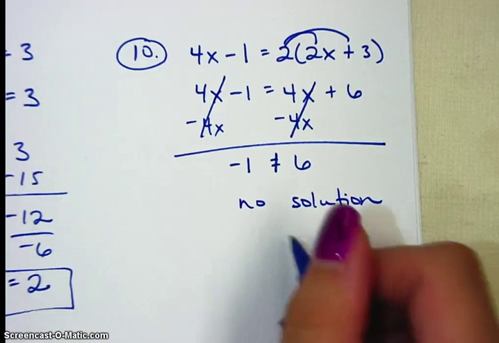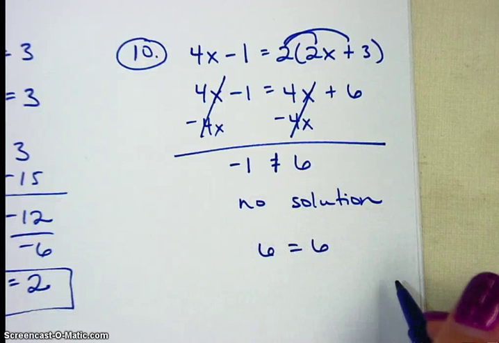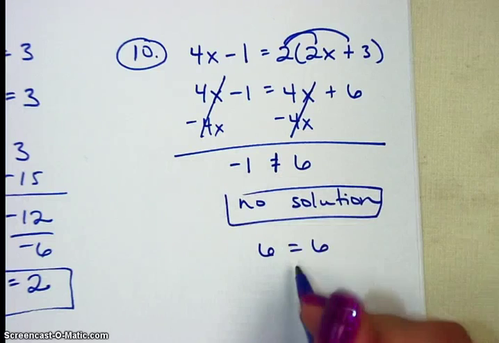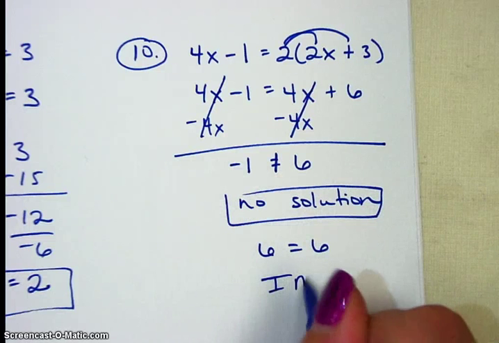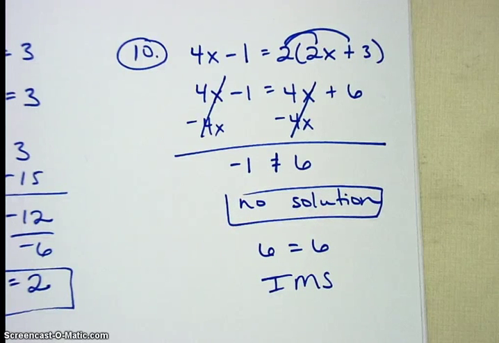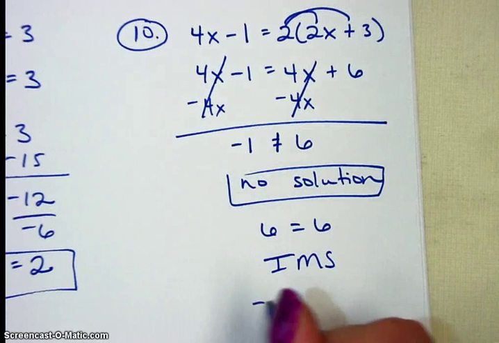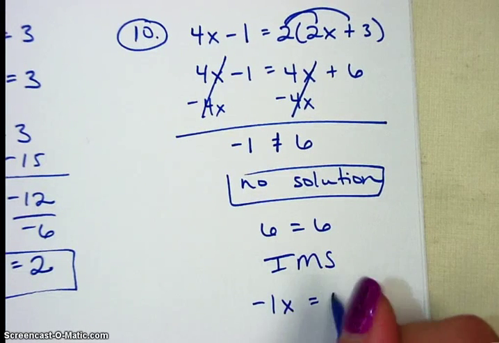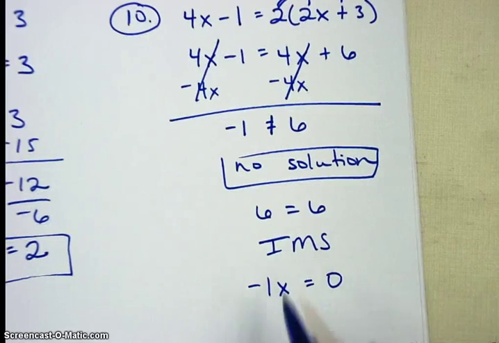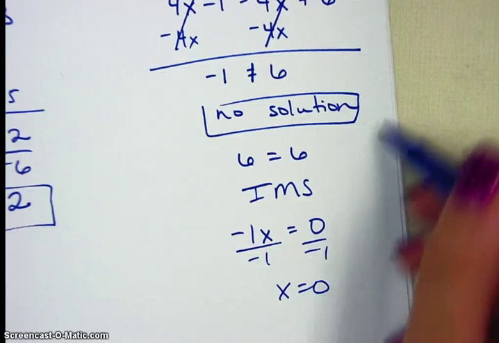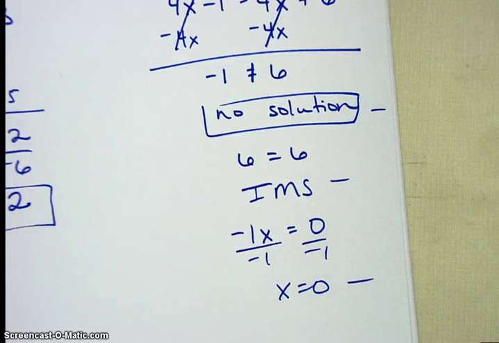If I had gotten 6 equals 6, if that's what this had said instead, then this one would have been infinitely many solutions, or infinitely many, or all real numbers. If I had negative 1x equals 0, that's an answer. X has an answer. You can divide by negative 1. X equals 0. So be careful between these 3 different answer selections.